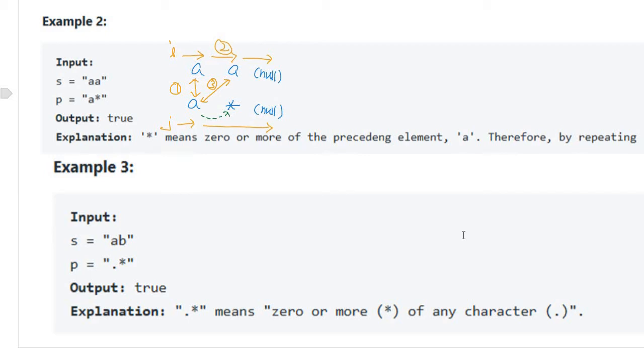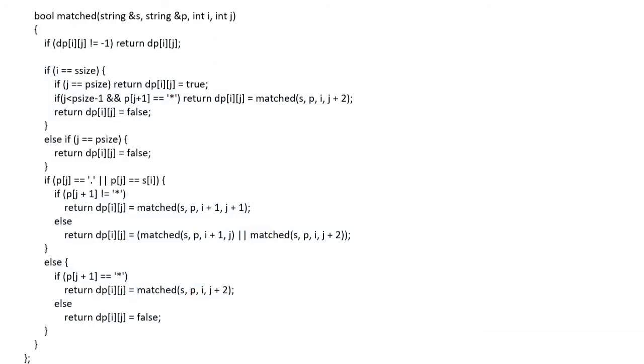Let's see example 3. It's almost the same as example 2 because the dot character could match any character, and the asterisk repeats that character more than 0 times. So we could send i and j to the end of the strings, so the return value is true. Okay, let's see my solution.